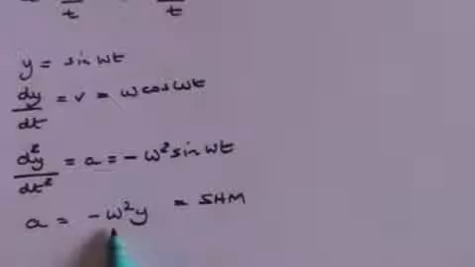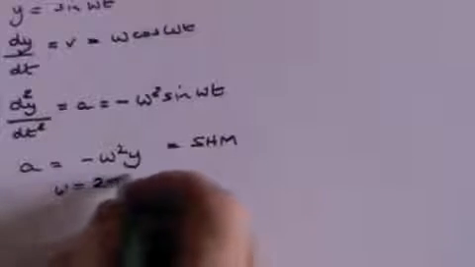But sine omega t equals y, so the acceleration is minus omega squared times y. This tells us that the acceleration is directly proportional to the displacement y, but in the opposite direction. That is the condition for simple harmonic motion. The omega squared term enables us to calculate the frequency of the oscillations, since omega equals 2 pi f, and f is the frequency. What is happening?